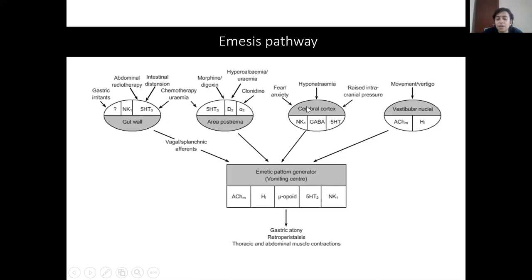Fear and anxiety, then you have to think about the cerebral cortex, or raised ICT. Again, you have to think about the cerebral cortex. And in the second column, you can see what are the receptors involved there. GABA, neurokinin 1, and serotonin receptors in the cerebral cortex. Again, the last one, the vestibular nucleus: any movement or vertigo, or even morphine can cause vomiting through that pathway. Acetylcholine and histamine are the receptors, and ultimately the common emetic pathway is the vomiting. Everyone reaches there ultimately, the vomiting center. And again, in the vomiting center, you can see acetylcholine, histamine, opioid receptors, serotonin, neurokinin. So we can't memorize this anyway. But this picture, I used to keep it in my mobile and just go back and search, okay, which is the drug, which is the receptor. This doesn't have all the causes, but the common causes that we encounter in our setting.